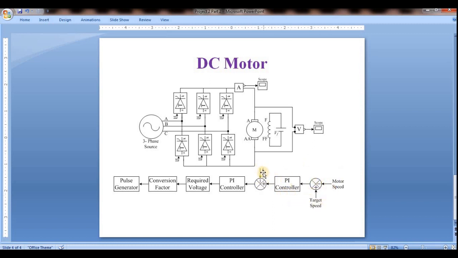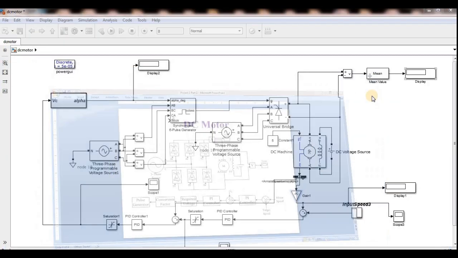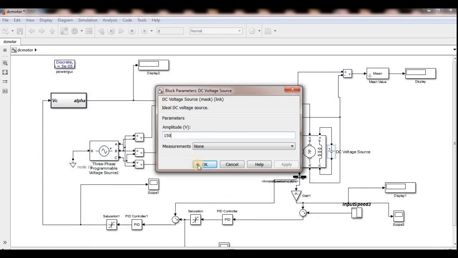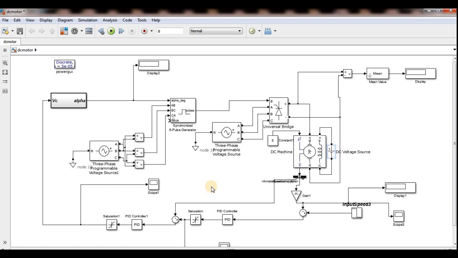This is the actual armature current, and this is the reference armature current which is generated by the PI controller from the error between the actual speed and the target speed. I am giving the field voltage as 150 according to my parameters, and I kept the torque constant here, and everything is the same.